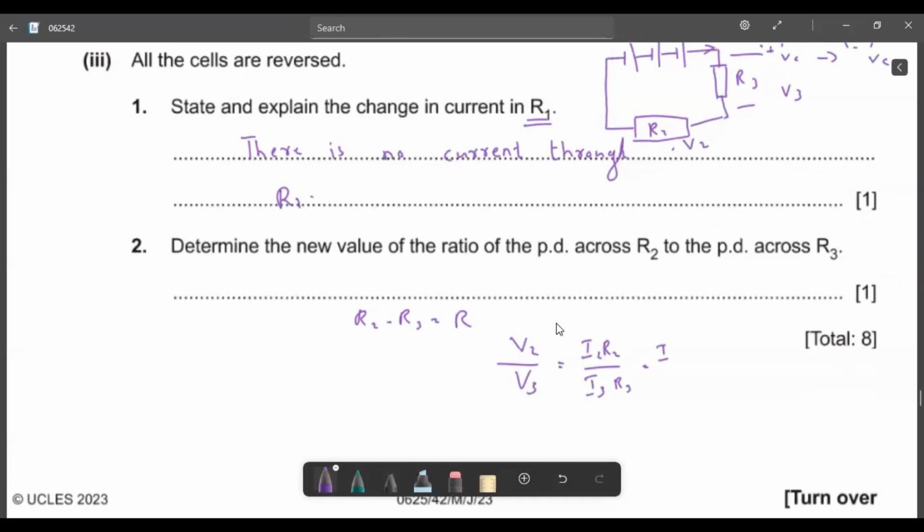I2 and I3 will be the same. As it is a series circuit, I2 equals I3 equals I. And R2 is equal to R, I3 is equal to I, and R3 is also equal to R. So it is 1 by 1. So the answer is V2 is to V3 can be written as 1 is to 1. So the ratio of potential difference is 1 is to 1.